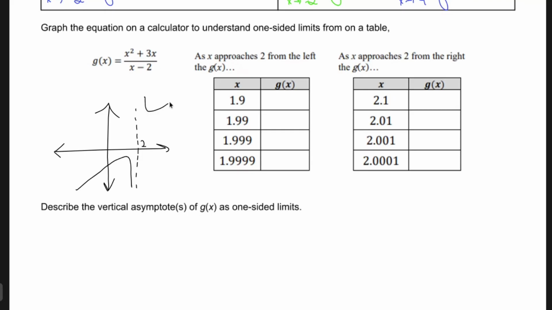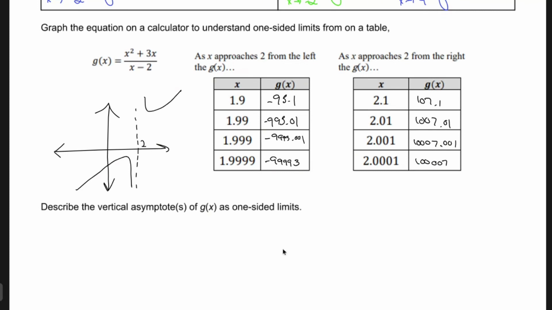Now, when we fill this in, we ended up with negative 93.1, negative 993.01, negative 9,993.001, and negative 99,993. Over here, we had 107.1, 1,007.01, 10,007.001, and then 100,007.